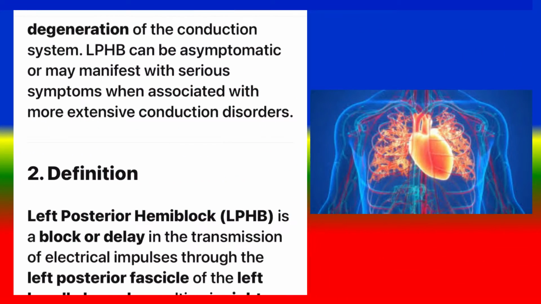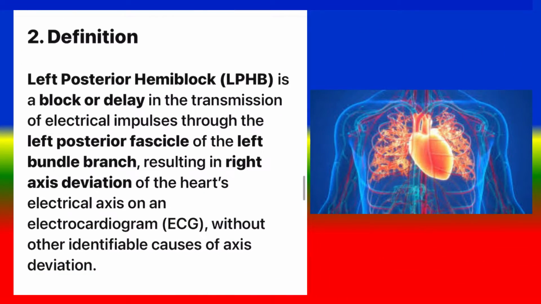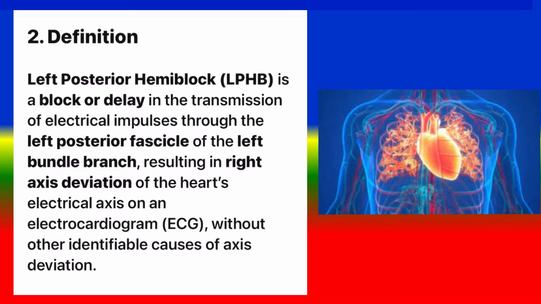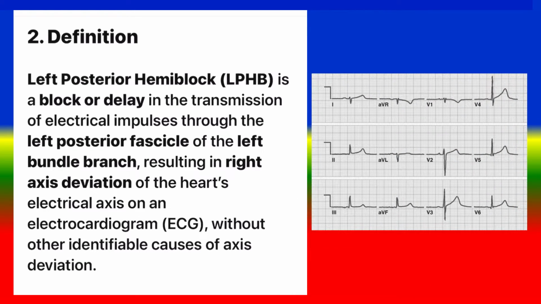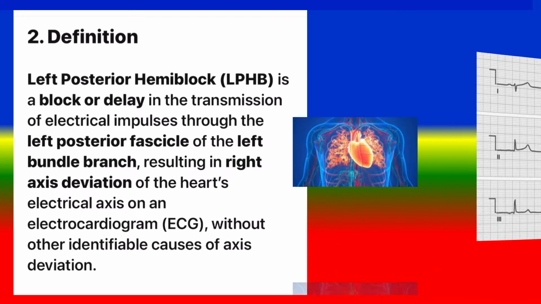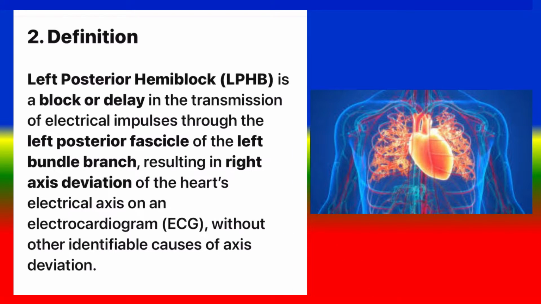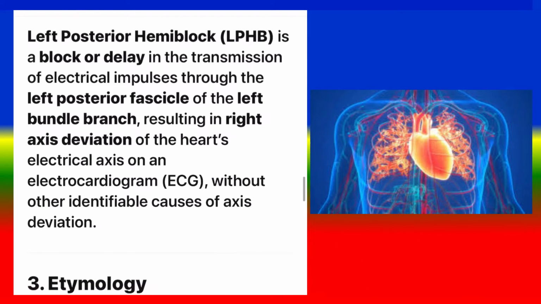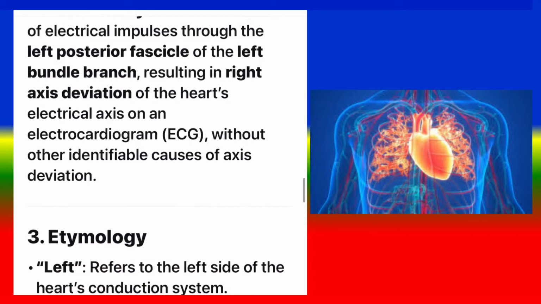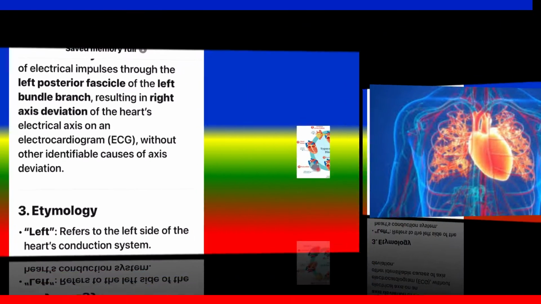2. Definition. Left posterior hemiblock, LPHB, is a block or delay in the transmission of electrical impulses through the left posterior fascicle of the left bundle branch, resulting in right axis deviation of the heart's electrical axis on an electrocardiogram, ECG, without other identifiable causes of axis deviation.